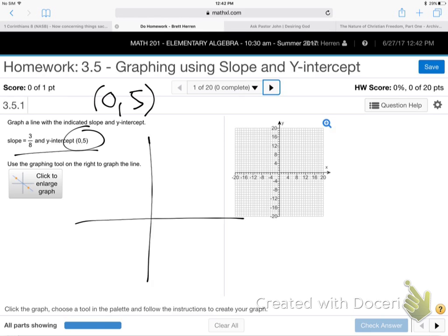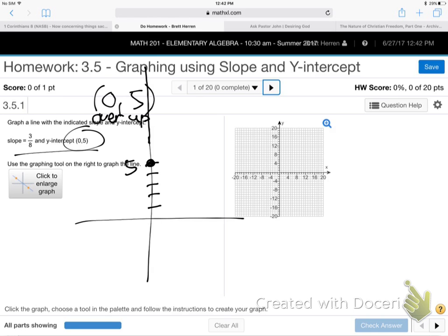Remember, when you have the two numbers with the comma and the parentheses, the first number's over and the second number's up. First number's over, second number's up. So go over 0, up 5. 3, 4, 5. So right there. Is that good there so far? So that's the first dot.